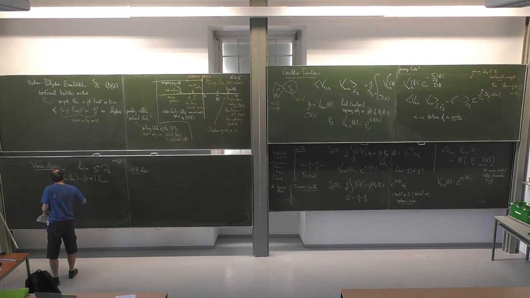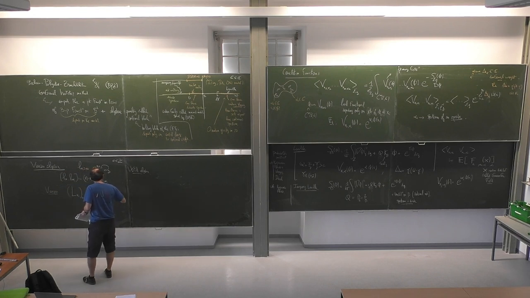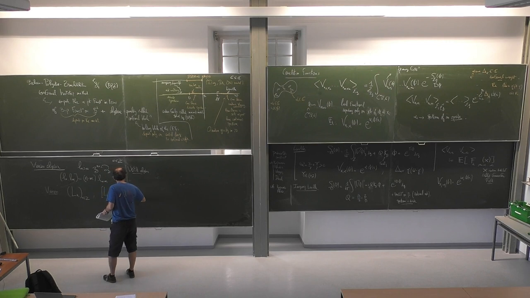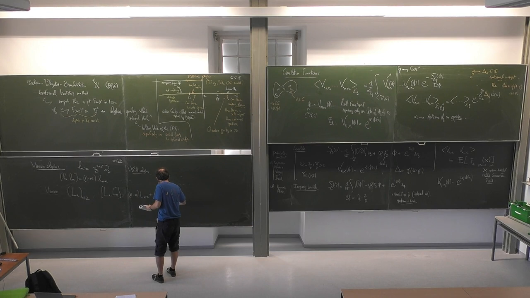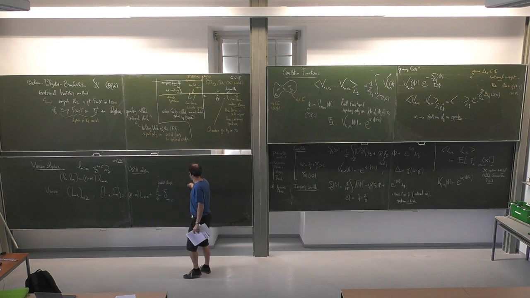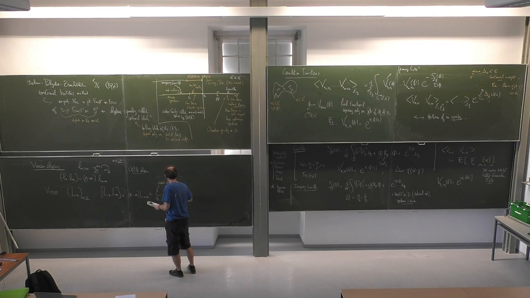They are generated by Ln for n in Z, and they satisfy the commutation relation, which is the following. [Ln, Lm] = (n - m) L_{n+m} plus something called the central charge, which of course has something to do with what I said before, c over 12, delta_{m+n,0}, this is a Kronecker symbol, and then (m^3 - m). And here, the central charge.